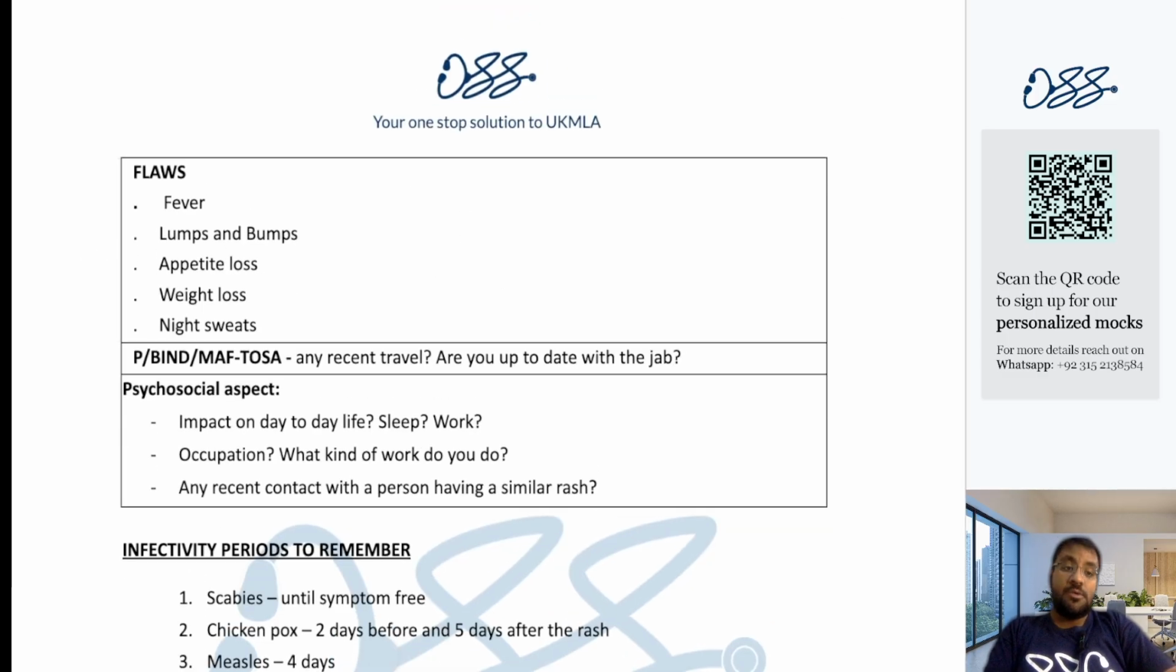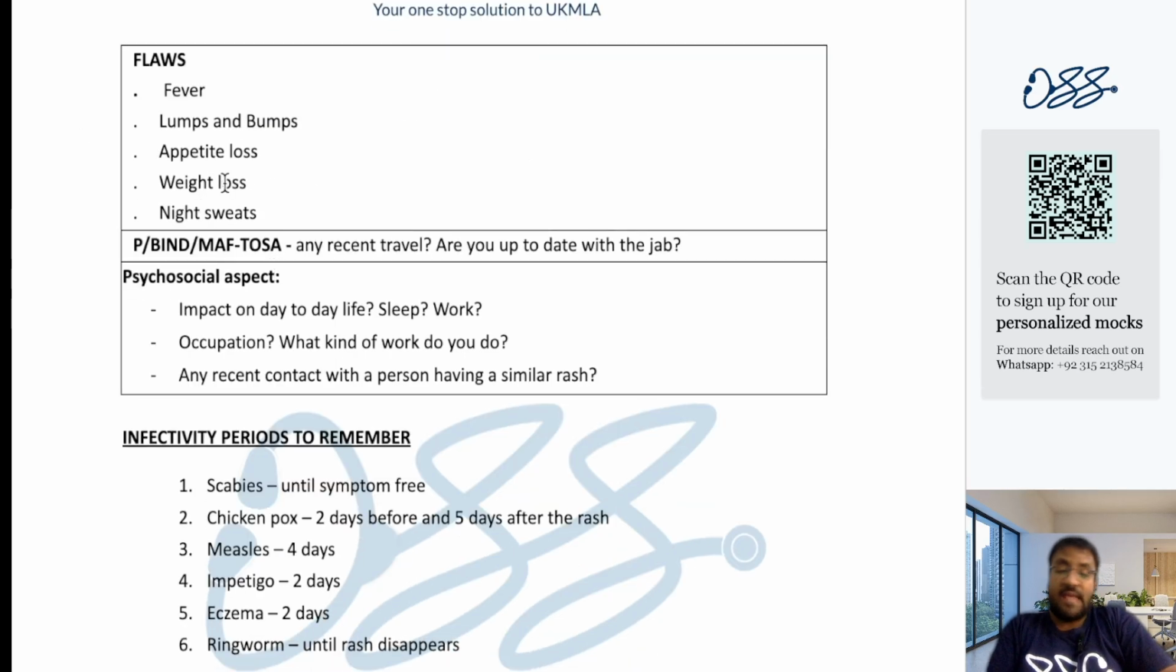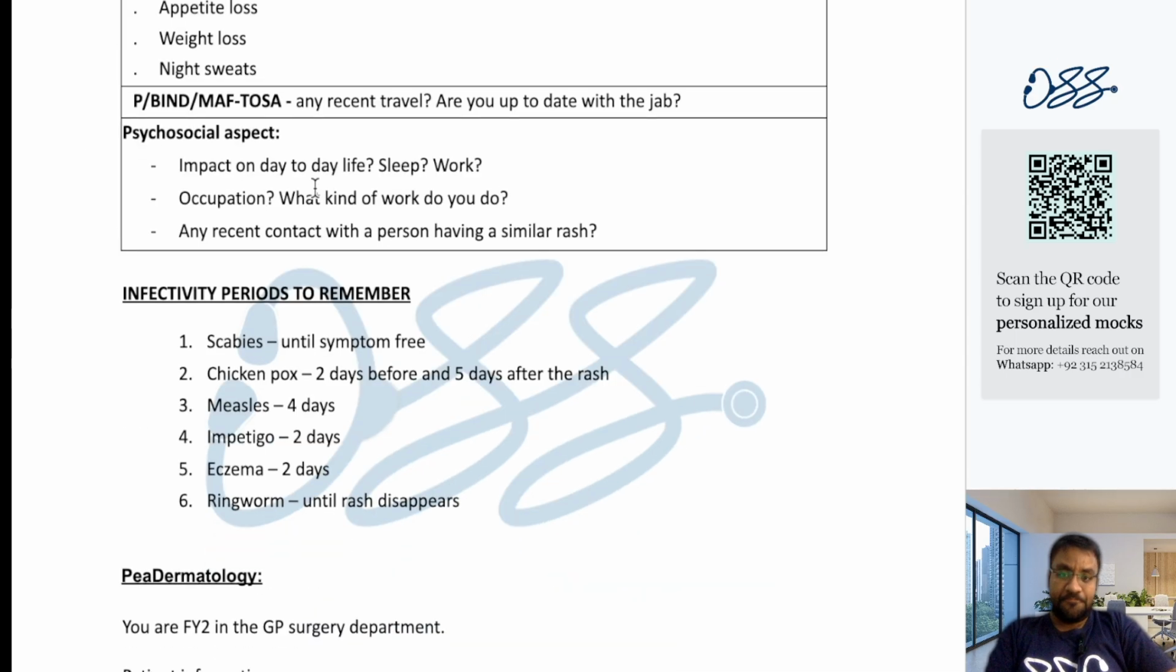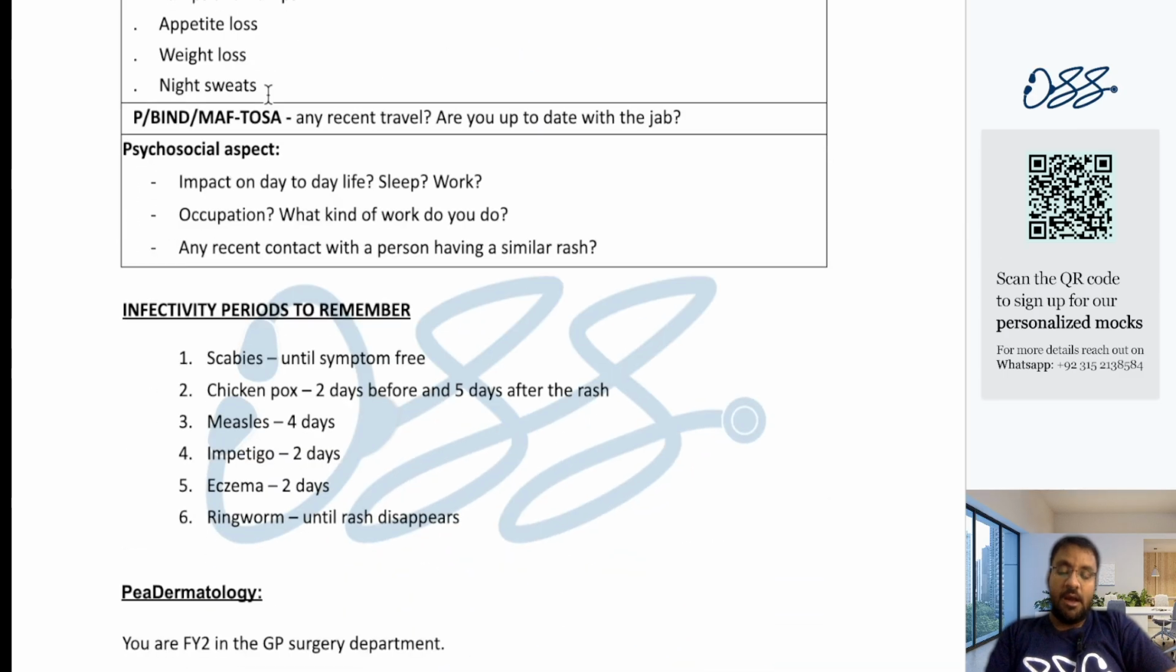Okay, so now comes the third layer. Okay, the next layer that is very important is the FLOSS sign. Okay, we have already done the FLOSS sign in a lot of detail, so you already know what FLOSS is. Okay, so you have to do the FLOSS, because if it's a cancerous condition, okay, the patient may have lumps and bumps, may have weight loss. The patient, if it's an infectious pathology, the patient may be having fever as well.